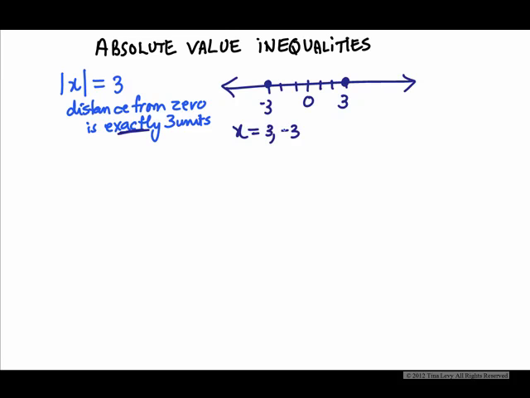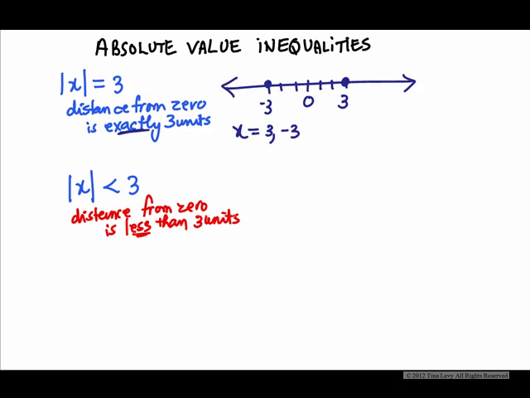Now we're going to change this to an inequality. I'm going to say the absolute value of x is less than 3. What this is saying is that the distance from 0 is less than 3 units. So that means the distance from 0 on both sides, to the right or left, is less than 3 units.